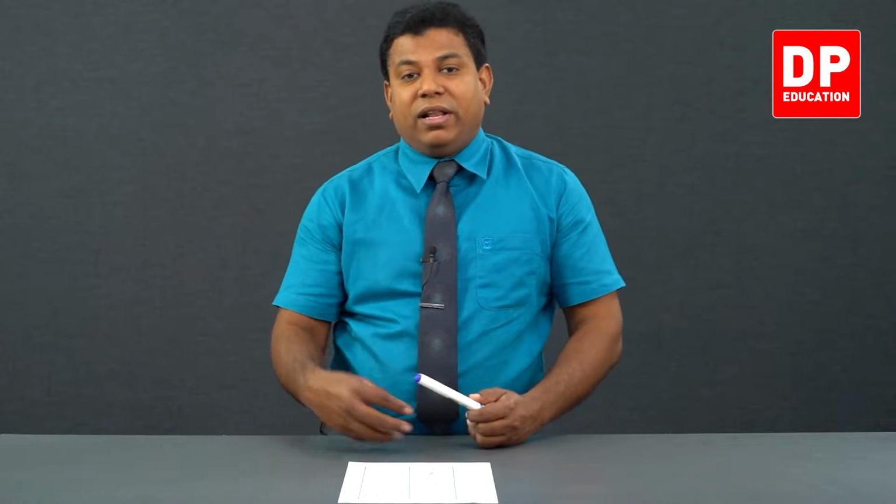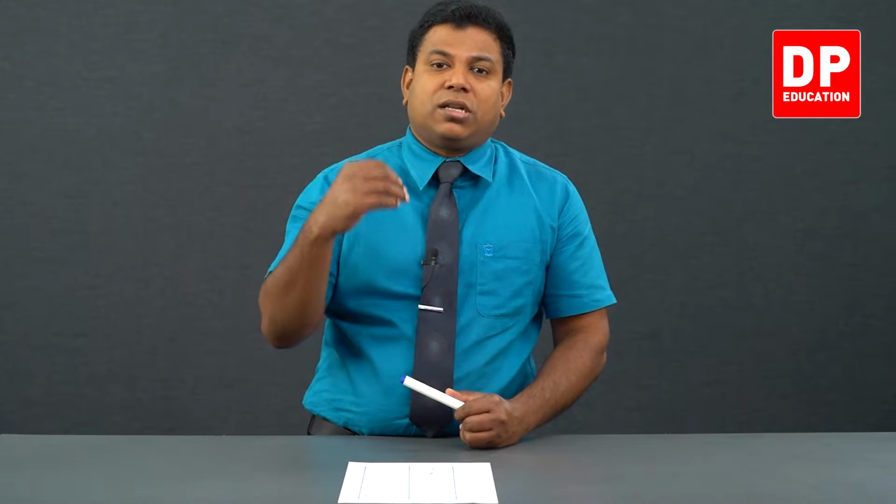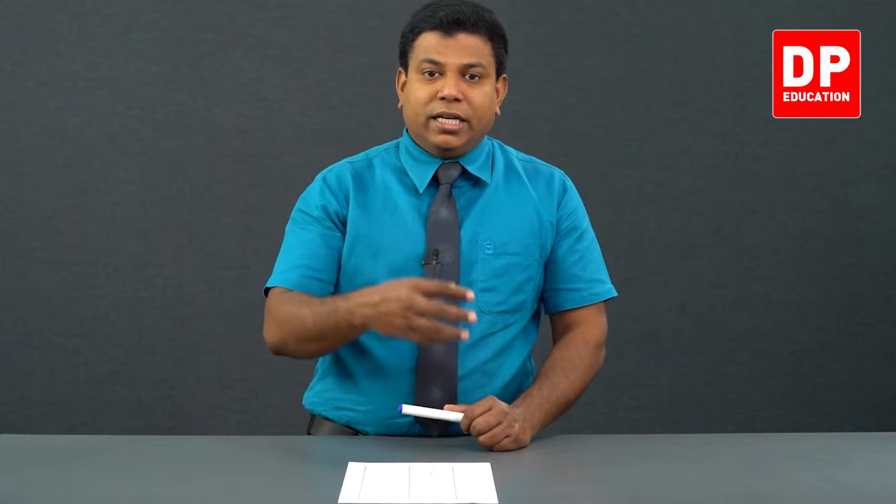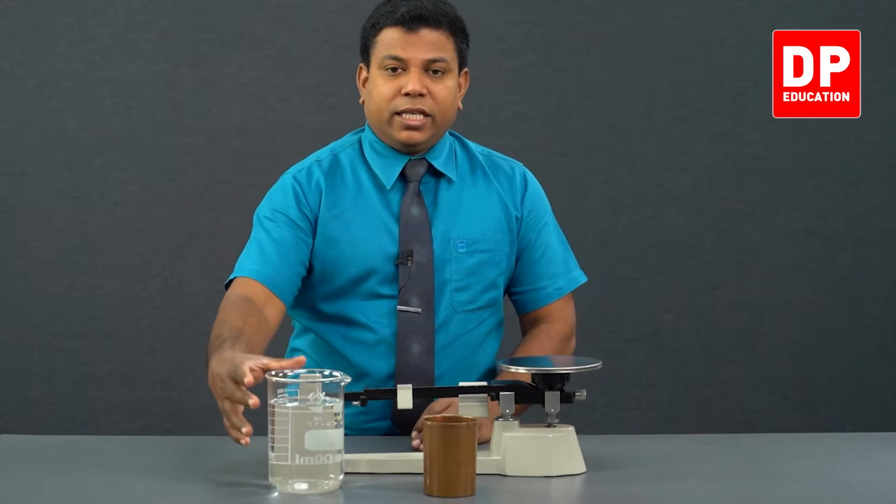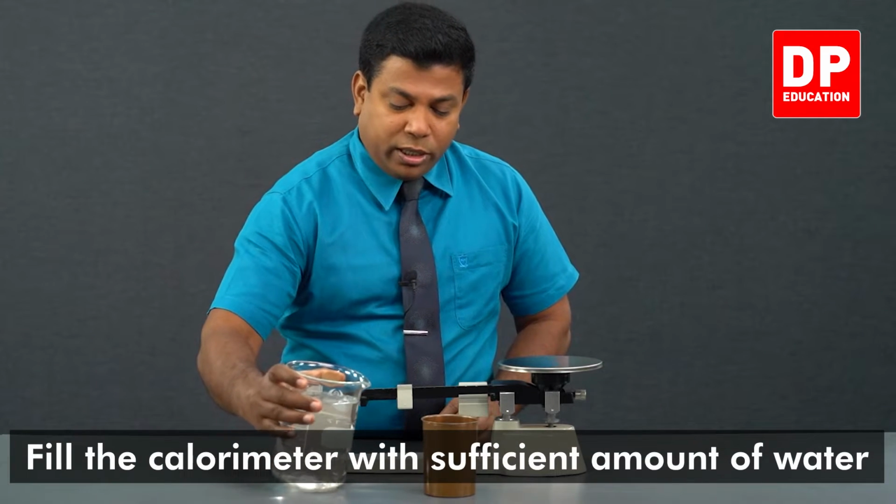We have to fill that with a sufficient amount of water. When I say sufficient amount of water, I told you we are going to submerge approximately 20-25 centimeters of the rubber tube into the water, right? So have sufficient water to submerge this rubber tube. With that amount of water, we again have to measure the mass of calorimeter, stirrer and water together. That's MC plus MW. So let's see how much that is. Let's fill the calorimeter with a sufficient amount of water.